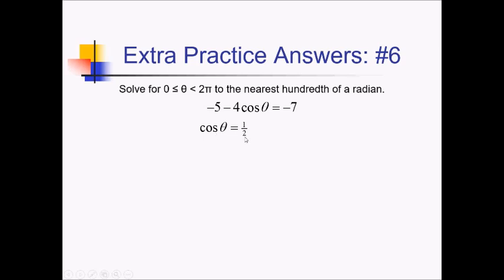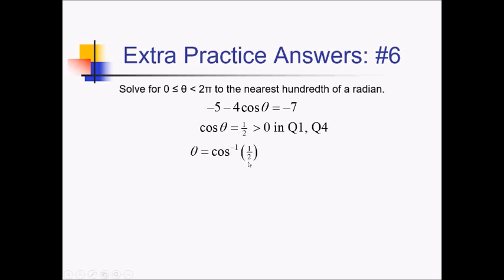So if cosine is 1/2, the important thing to note before we go any further is that cosine is positive, which means we're on the right half of the y-axis, which means we're in quadrants 1 and 4 for our answers. Let's go ahead now and take inverse cosine of 1/2 and see what we get.